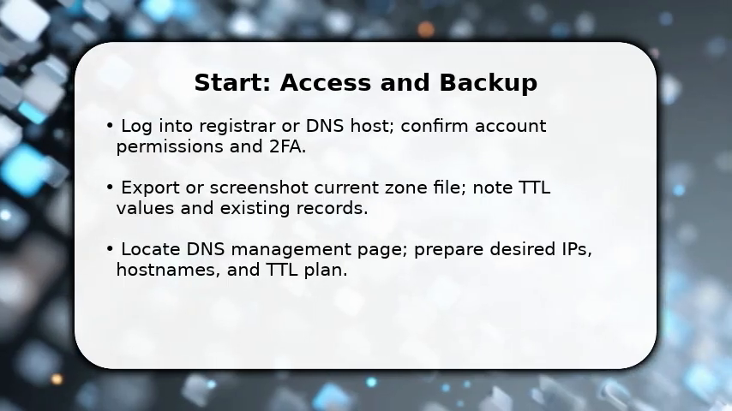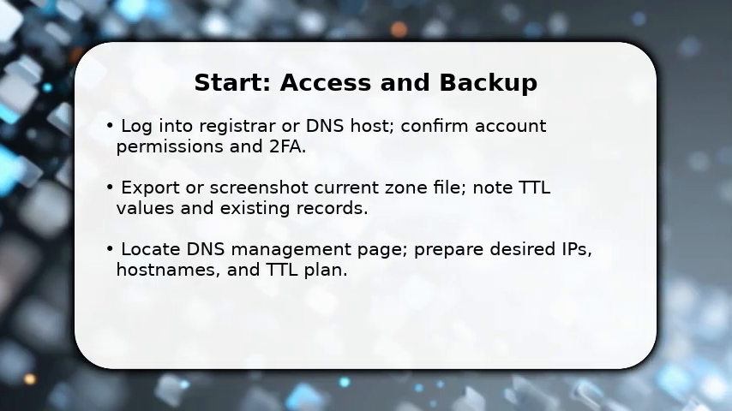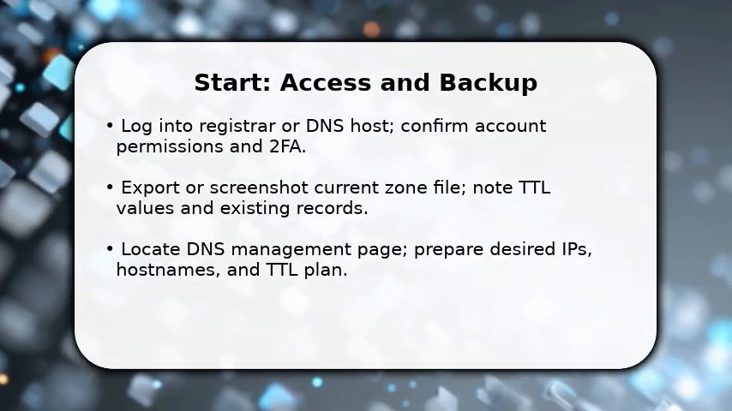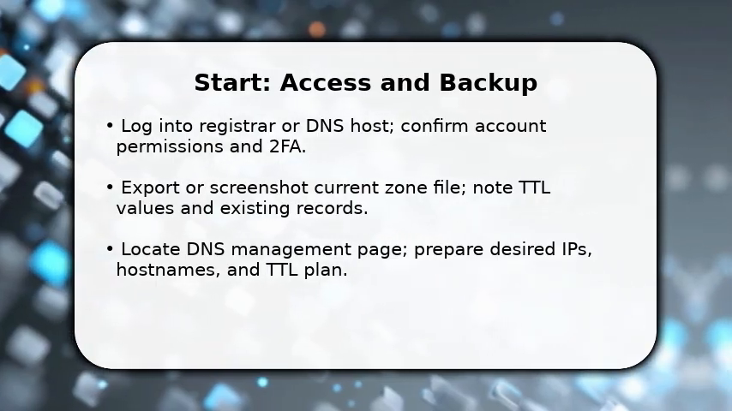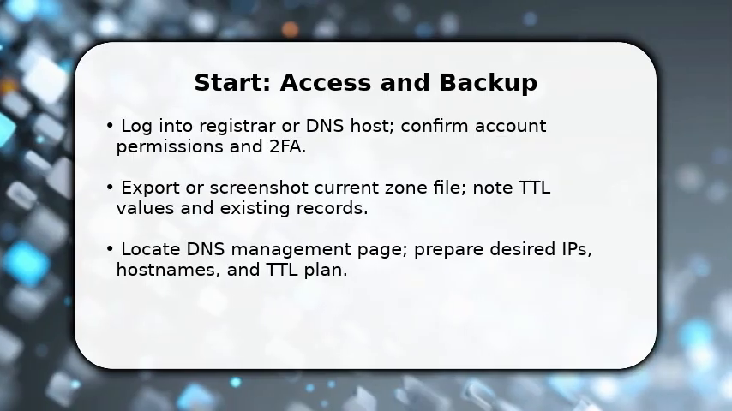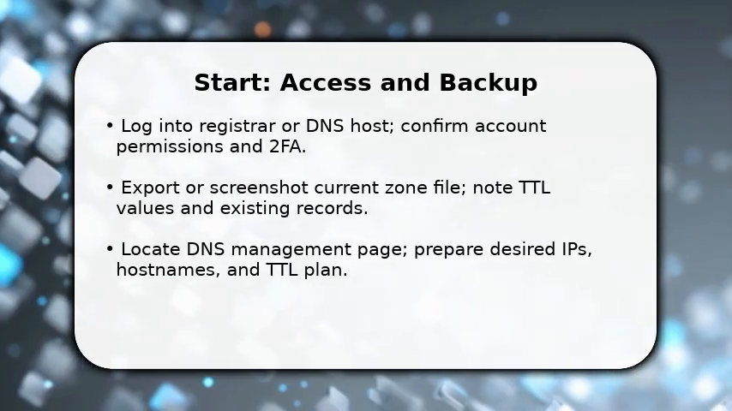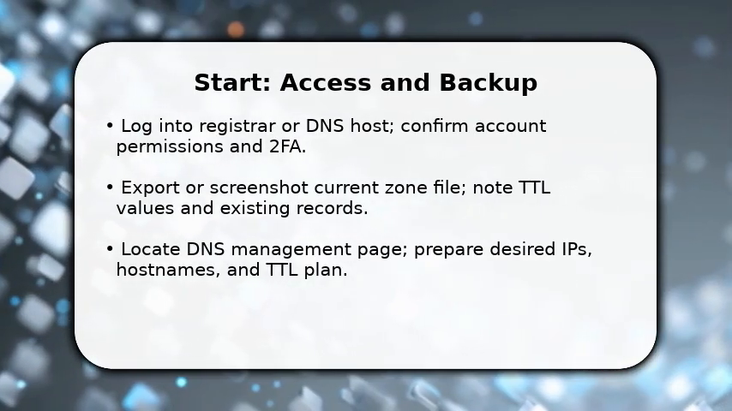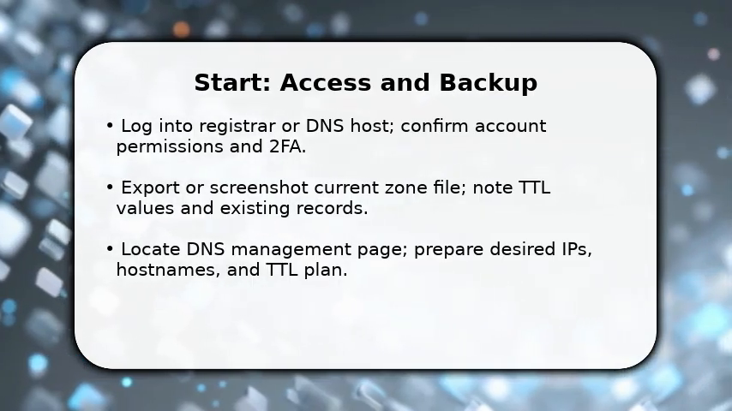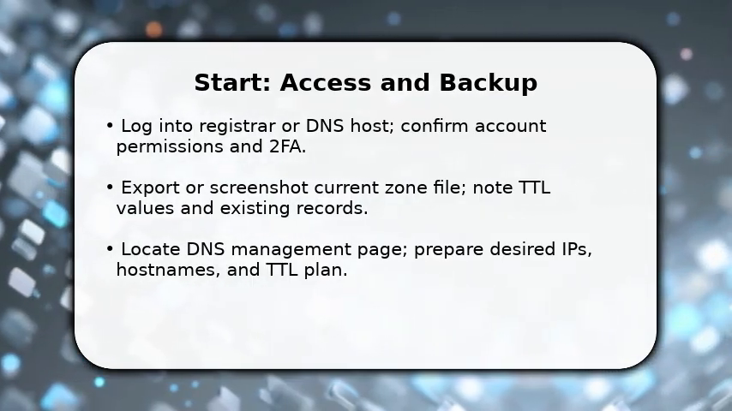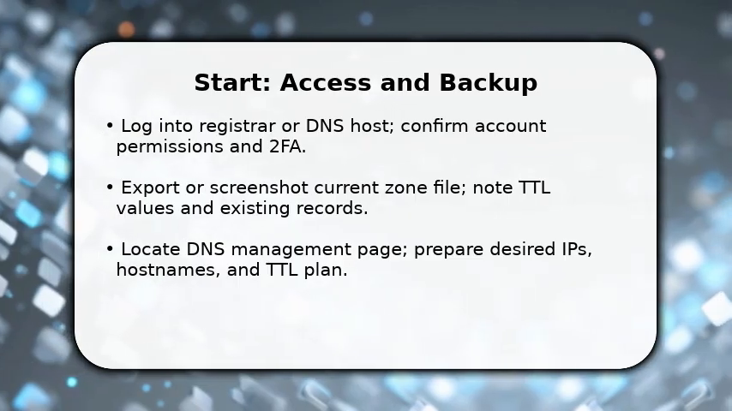You start by getting immediate access to the registrar or DNS provider because you cannot change records without proper credentials. Once logged in, export or screenshot the current zone so you can revert if needed. Make sure you note current TTLs and which records are authoritative. Next, open the DNS management interface, identify the zone for your domain, and prepare the first edits.